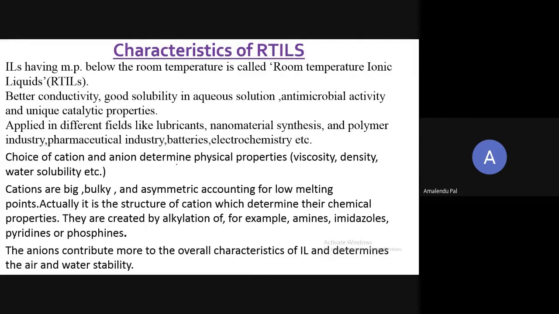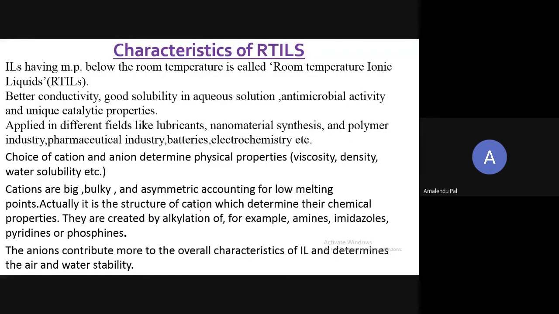Now we are coming to the choice of cation and anion determining physical properties, that I told you. That is a permutation. You can change the cation, you can change the anion, and once you change it, properties will change. Properties in the sense of viscosity, density, water solubility will change. The cation is generally big and bulky. This is one very, very important slide: big, bulky. I'll show you some of the cations. Asymmetry accounts for the low melting point.